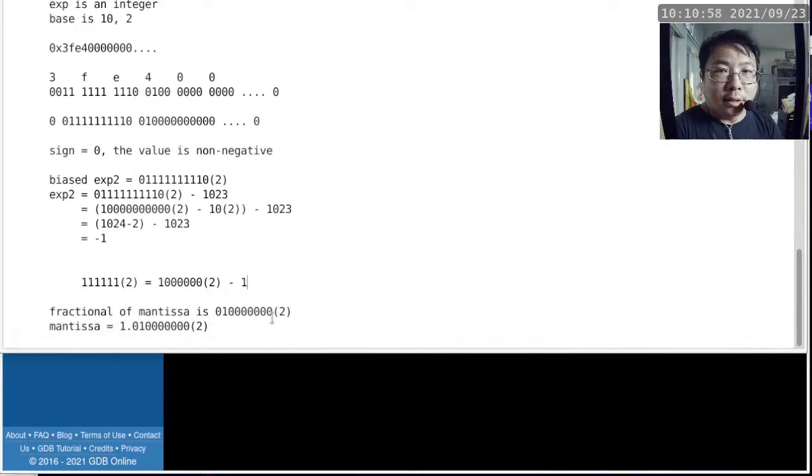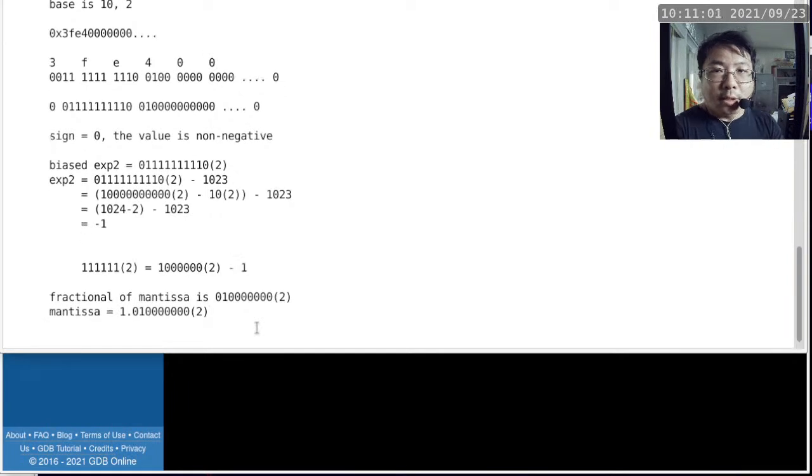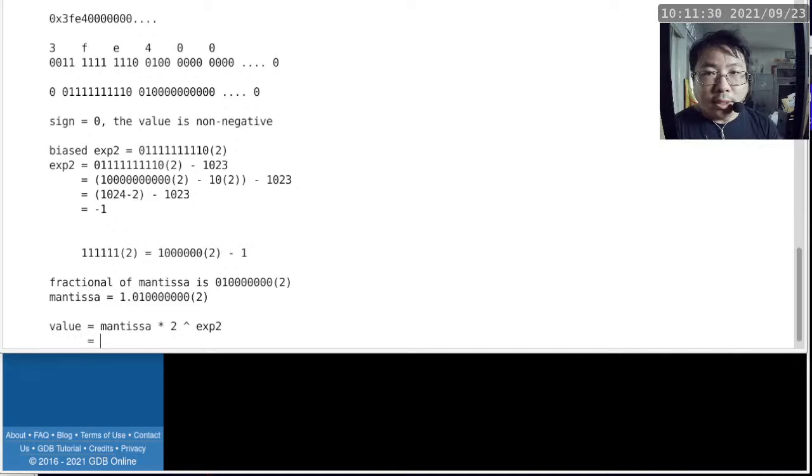All right, so getting back to here. Now we have figured out all the parts. So the value that we are representing here is basically the same thing that we had earlier, which is the Mantissa times 2, because the whole thing is in base 2, to the power of the exponent of 2. Not the biased version, this has to be the adjusted, unbiased version. So in this case, the Mantissa is 1.01 in base 2 times 2 to the power of negative 1.